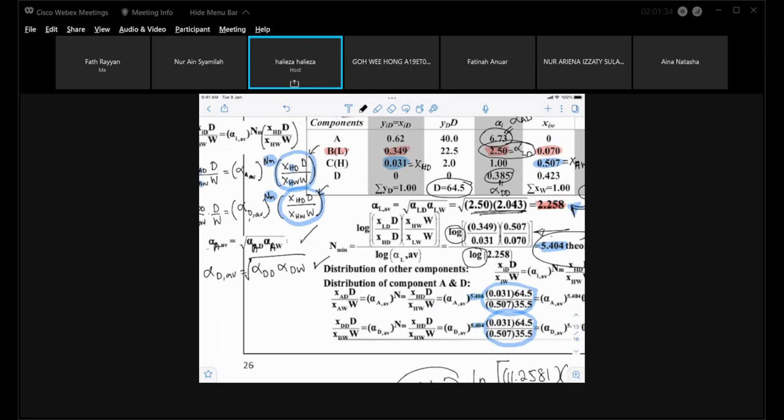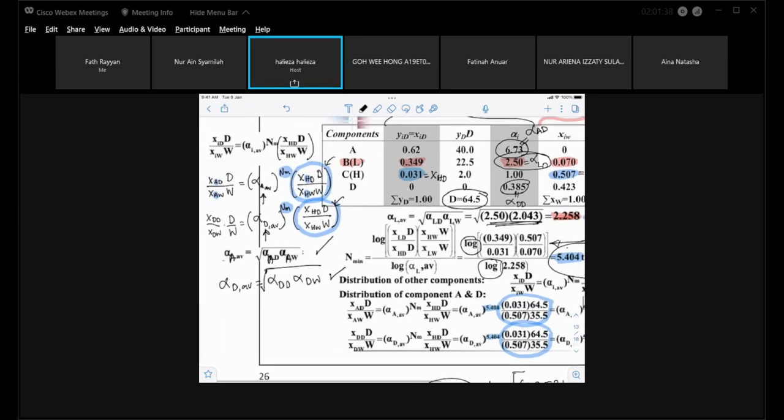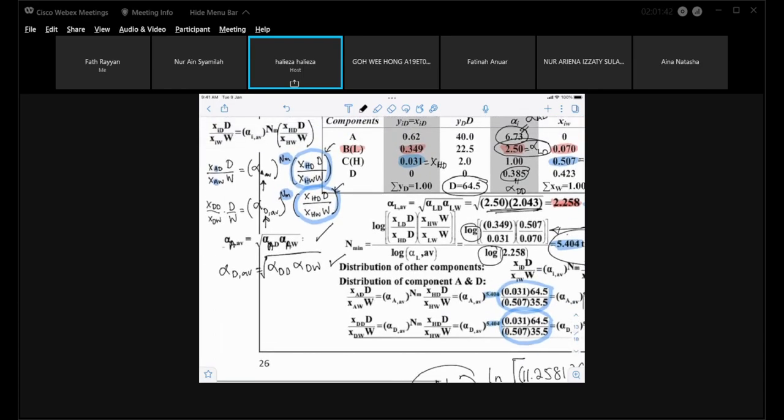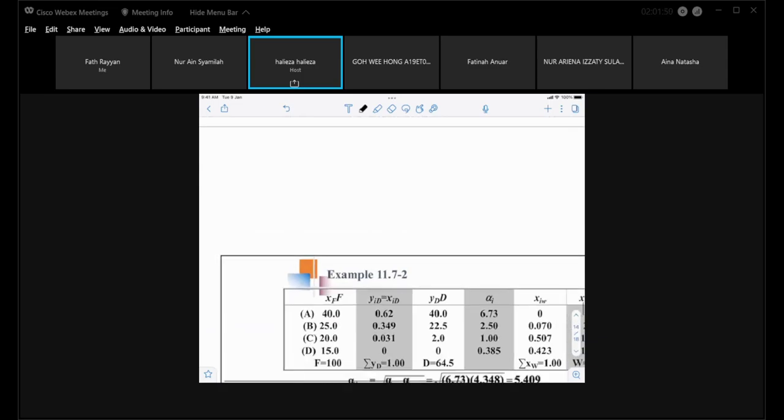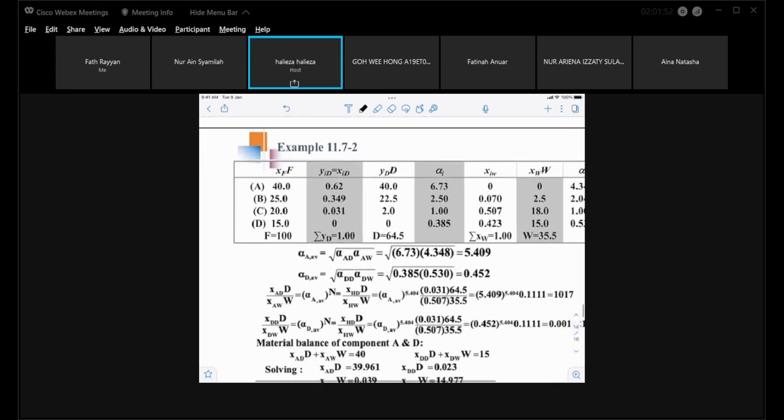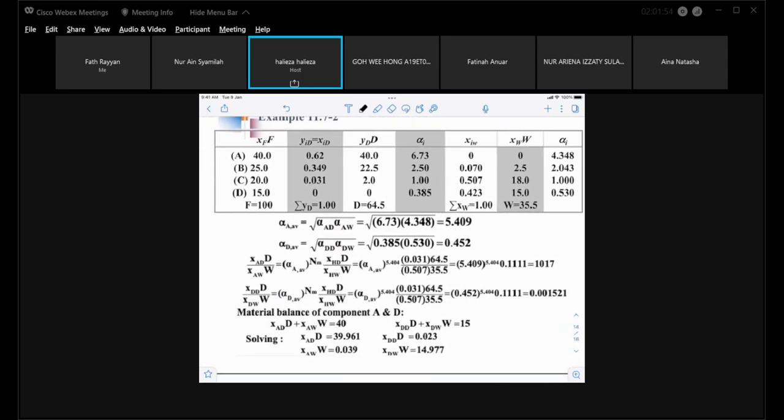And substitute it here and substitute it there. And then solve for your individual component. This is the composition that you need to solve for the left hand side. If there's a continuation of it, okay, there you go. This is the relative volatility of component A. This is the relative volatility of component D.